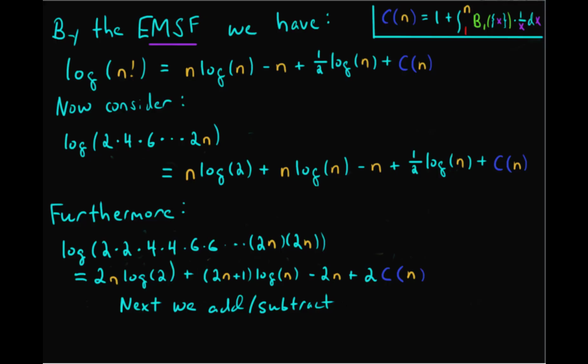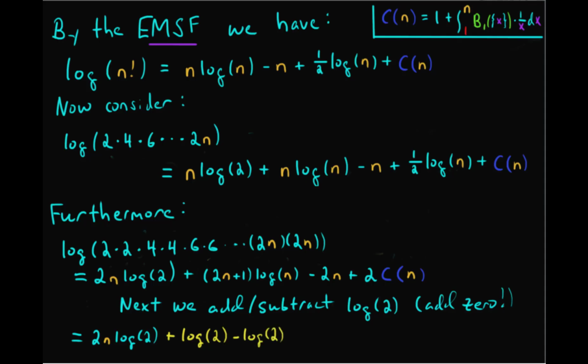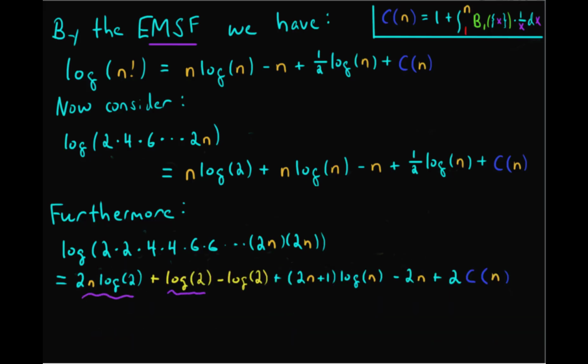So what I'm going to do is I'm going to add a creative form of 0 to this expression. I'm going to both add and subtract log 2. So when I do that, I'll have 2n log 2 plus log 2 minus log 2, that's the creative form of 0, plus 2n plus 1 log n minus 2n plus 2 times c of n. And now I can combine 2n log 2 with log 2 together to make 2n plus 1 log 2 plus 2n plus 1 log n.